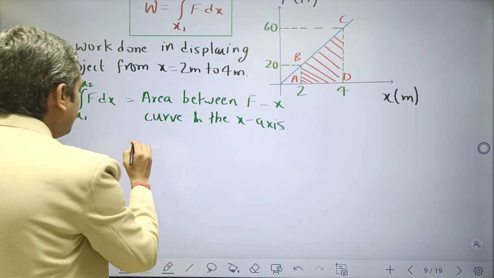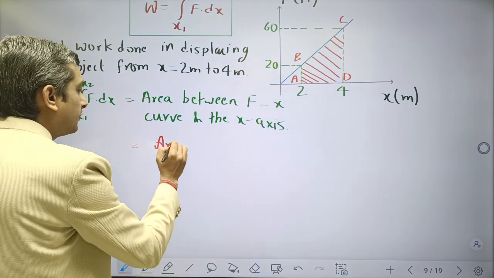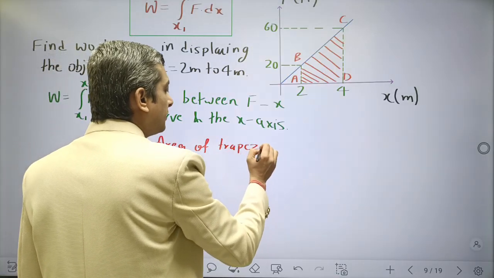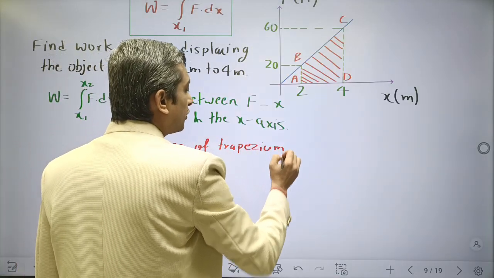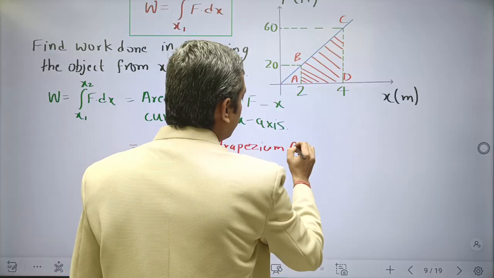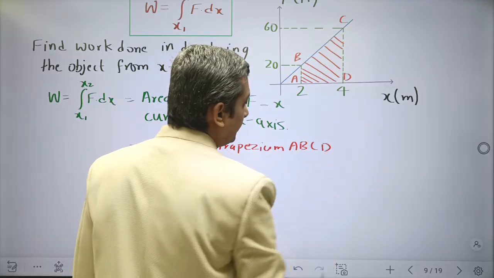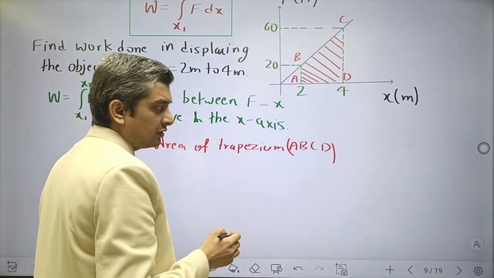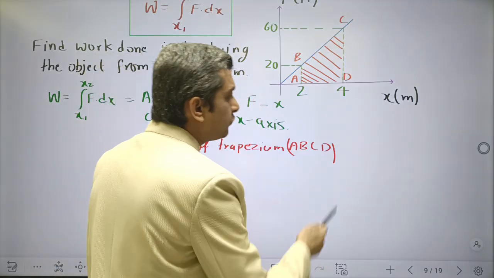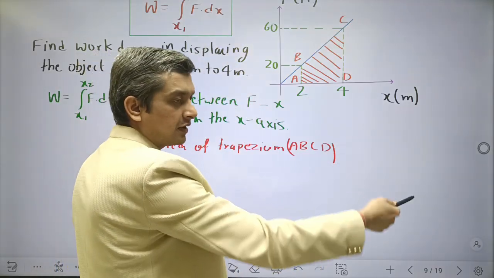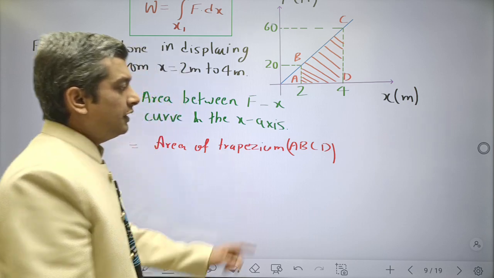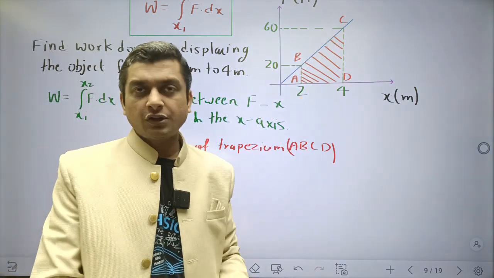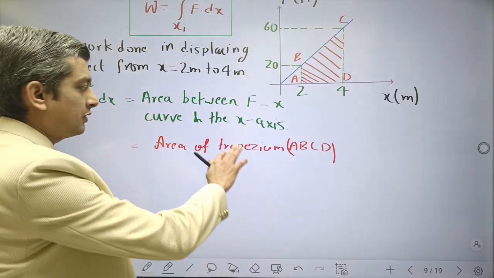So this area is given by area of, and observe carefully, this figure is forming a trapezium. So this is A, B, C, D. Now if I write the shape of the figure, that is trapezium, then we don't need to put A again there, isn't it? If A, B, C, D, trapezium is completed. So the communication gets completed if I put trapezium.